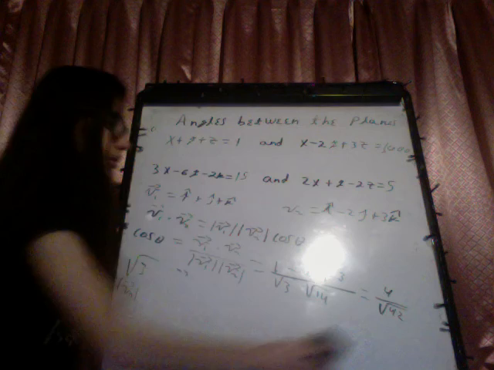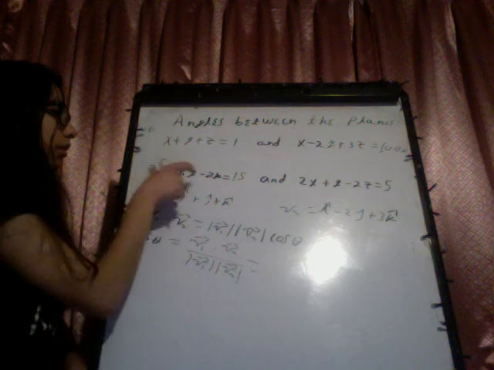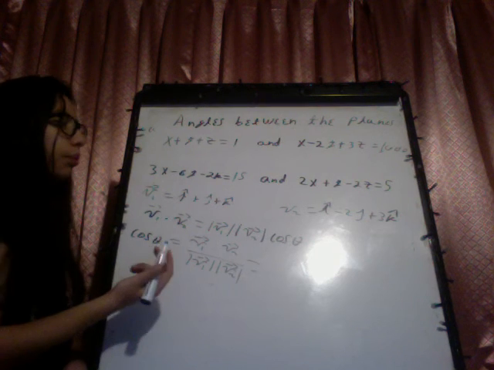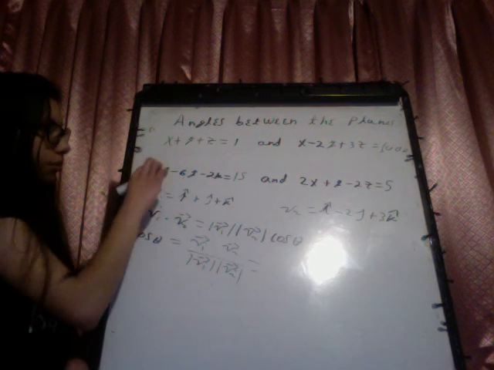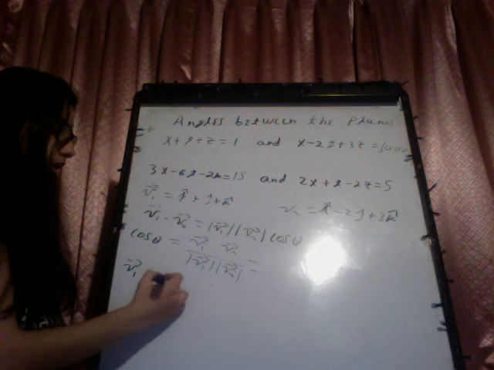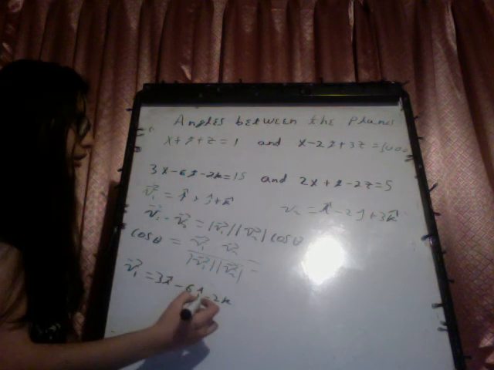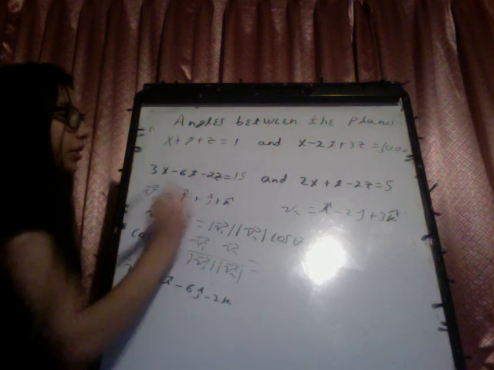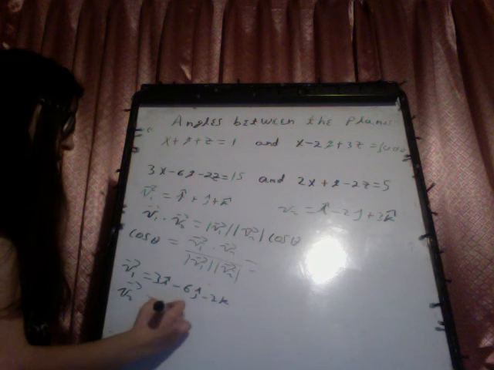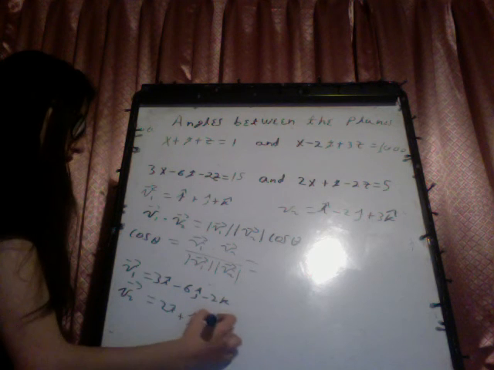Now let's do the other example. Now we have these planes, so let's calculate their normal vectors. We have v1 now is 3i minus 6j minus 2k, and sorry, here was z, and v2 is 2i plus j minus 2k.